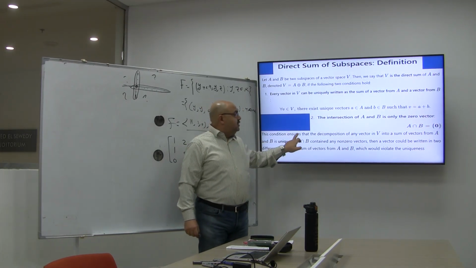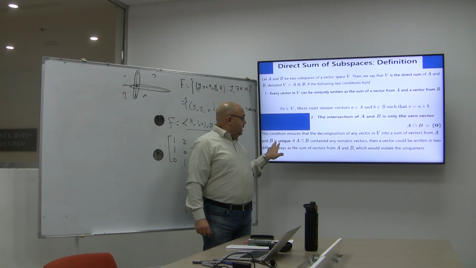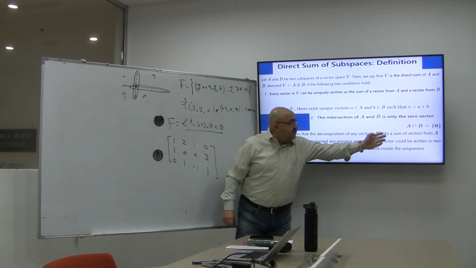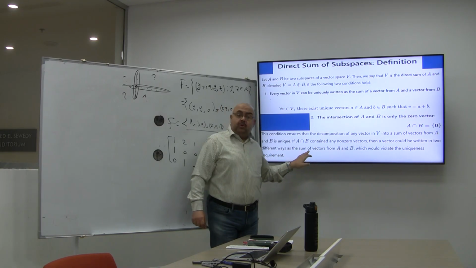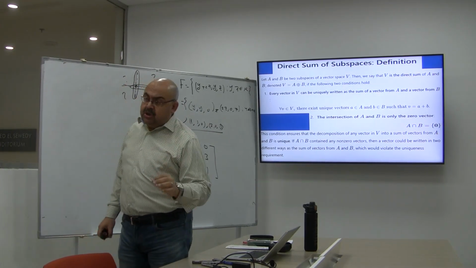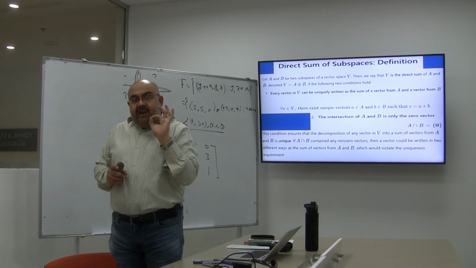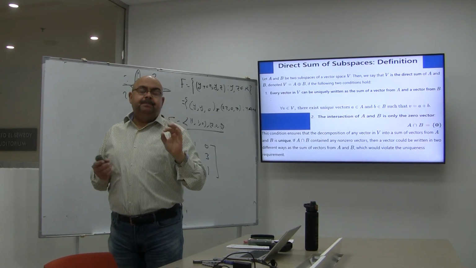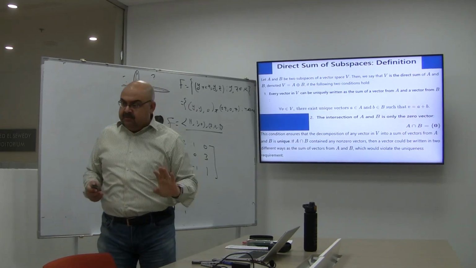Also, this condition shows that the decomposition of any vector in V into a sum of vectors from A and B is unique. If A and B share any non-zero vector, then the sum is not going to be unique. A vector could be written in two or more ways. So the condition for having a direct sum is that the intersection between these two subvector spaces is equal to zero. And the formation of any vector in the direct sum space is composed of a unique formation from two vectors in both subvector spaces separately.